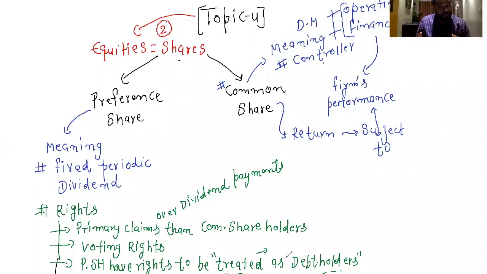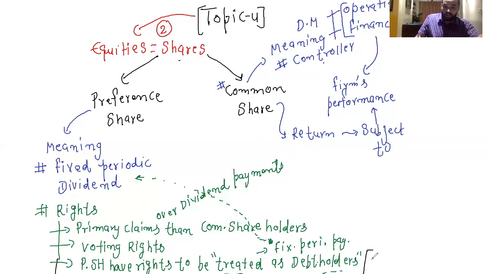And who are the preference shareholders? Preference shareholders are also the people who receive fixed periodic payments, right? So fixed periodic payments, right? So that's the meaning of being treated as debt holders. In other words, we can say that preference shareholders, also known as preference shares, are also known as partially debts.